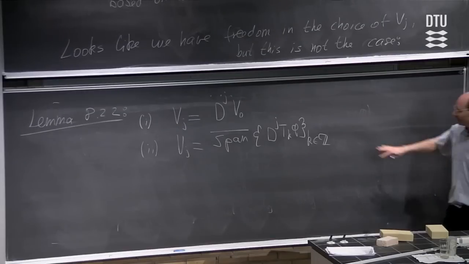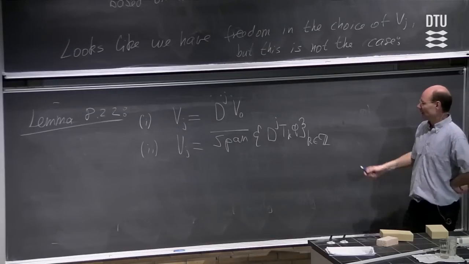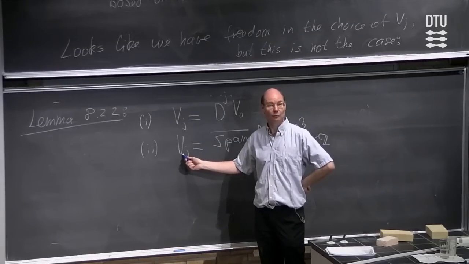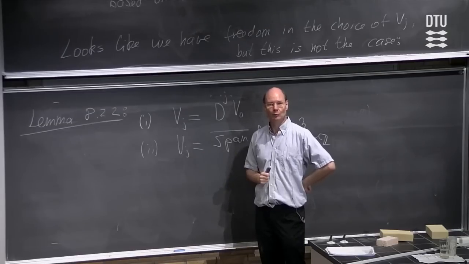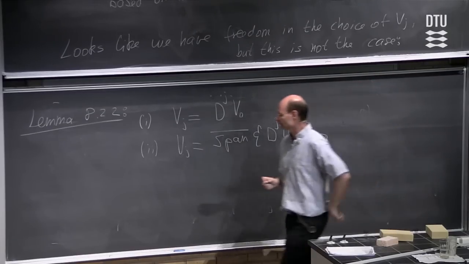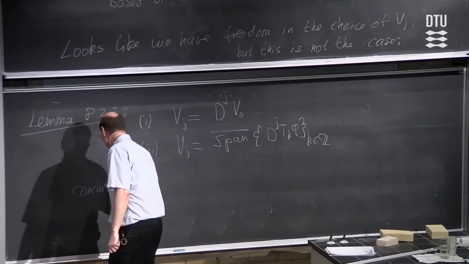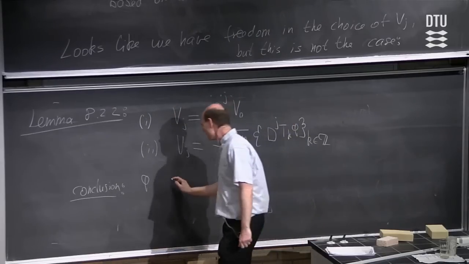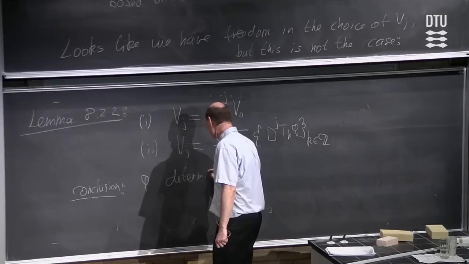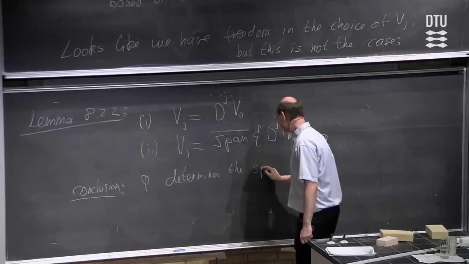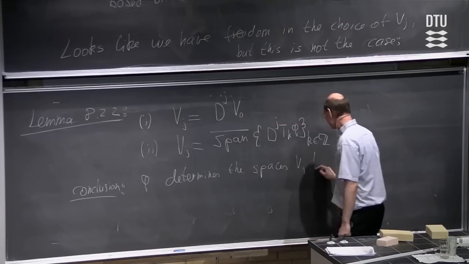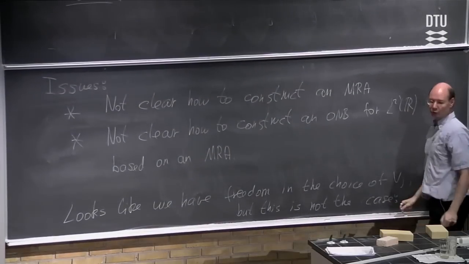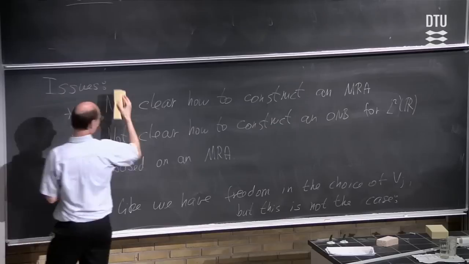So what this says, you can actually just look at this second statement, and then you can see whenever somebody tells you which function phi he wants to use, then this tells you how the spaces Vj have to be taken. So there's no choice of the space of Vj when we have fixed the function phi. So the conclusion here is that phi actually determines the spaces Vj. So I want you to see the argument for that, and then we return to these issues next time.